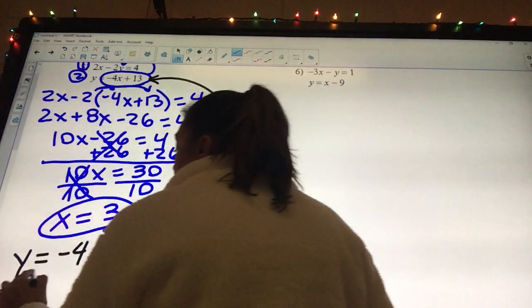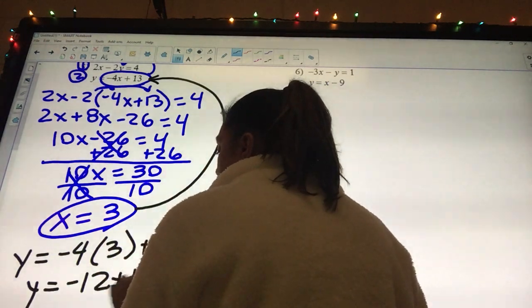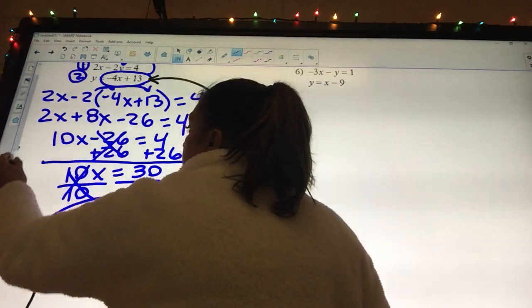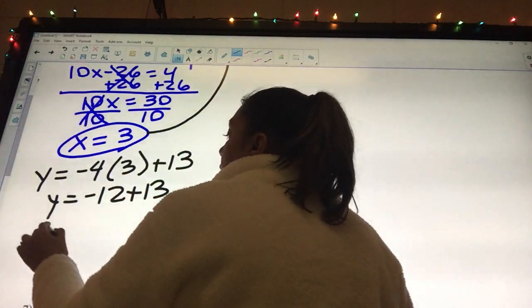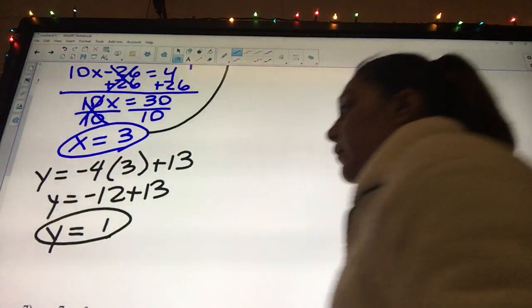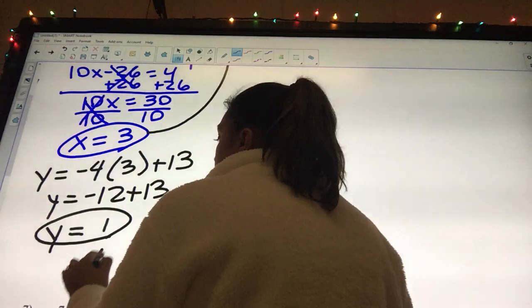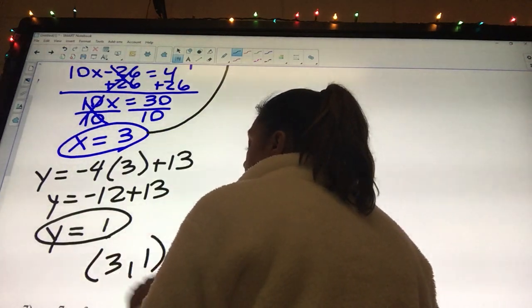Okay, so I'm going to have y equals negative 12 plus 13. Which is just going to be y equals 1. So this one's going to end up being 3, 1.